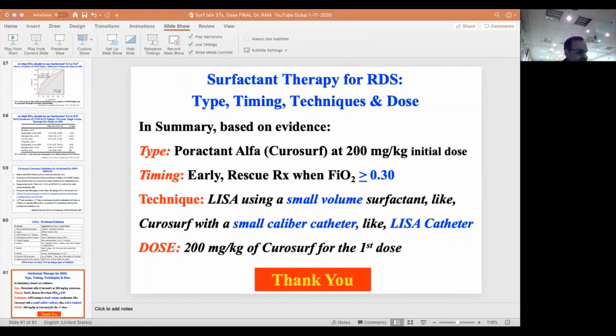Sorry. I have a practical question regarding LISA and MIST. What I feel practically, for LISA you need to use a Magill forceps, and sometimes in smaller babies with a very small oral cavity, it is likely to cause injury or failure. And you already showed a slide that LISA and MIST failure result in higher incidence of IVH and mortality. We're a bit concerned about it.